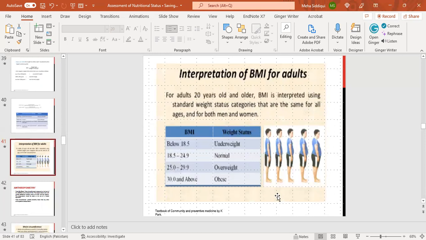Interpretation of BMI for adults. For adults 20 years and older, BMI is interpreted using standard weight status categories that are the same for all ages and for both men and women. If we have BMI below 18.5, then it is considered underweight. If 18.5 to 24.9, then the individuals are considered normal. And if the BMI is between 25 and 29.9, then the individuals are considered overweight. And if the BMI is 30 or above, then they are considered obese.